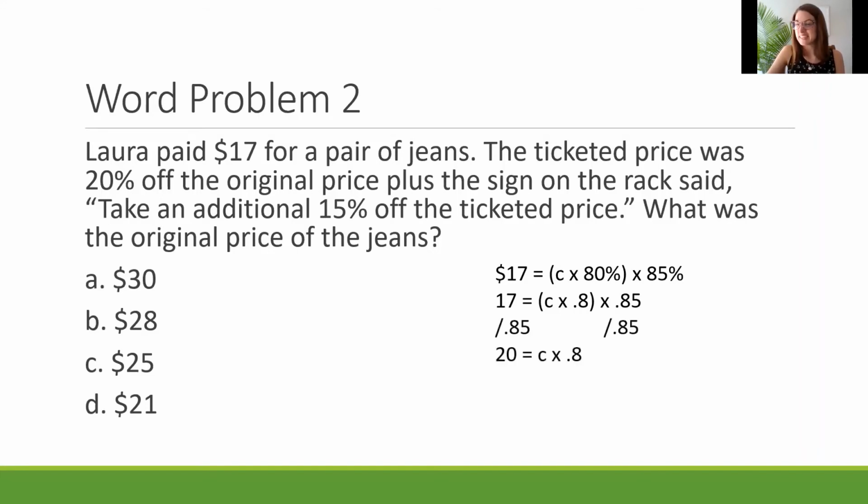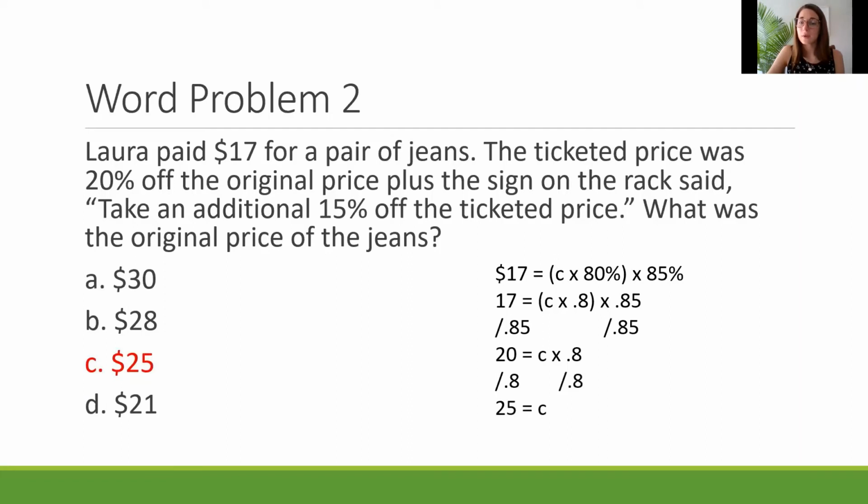Now, if I want to get that C by itself, what I'm going to have to do is get rid of the other things around it. So I'm going to start with the things that are isolated, and we have that times 0.85. Now, to get rid of something, I just have to do the opposite. So the opposite of times or multiplication is division. So if I divide by 0.85 on both sides, 17 divided by 0.85 is 20, and it cancels out on the other side. So I get C times 0.8.